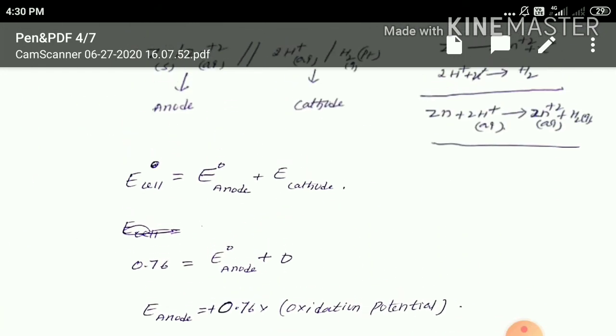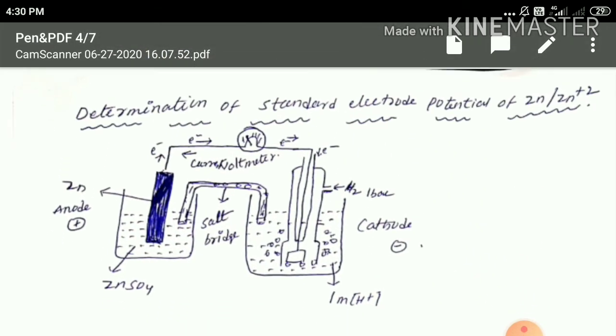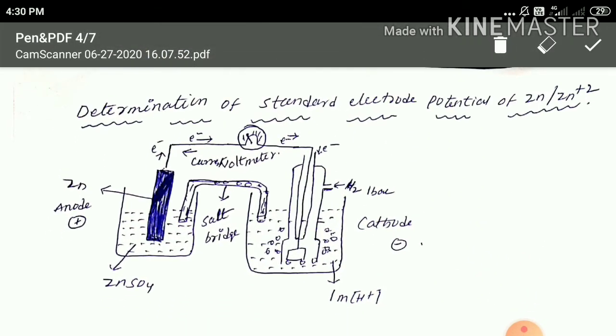Next, once you observe carefully, here I am going to calculate the standard electrode potential value of zinc.